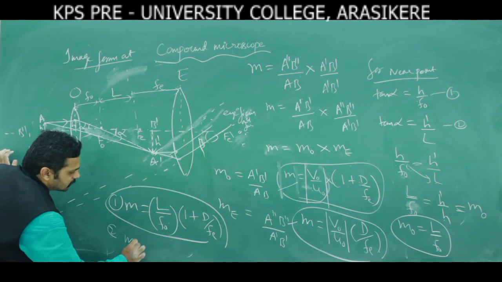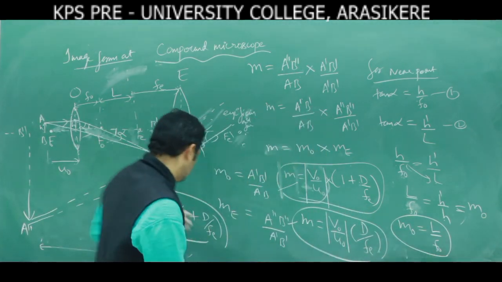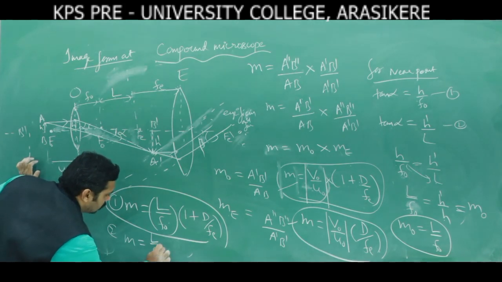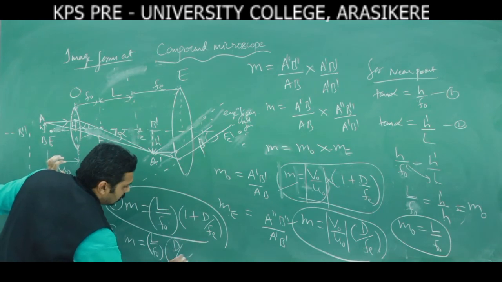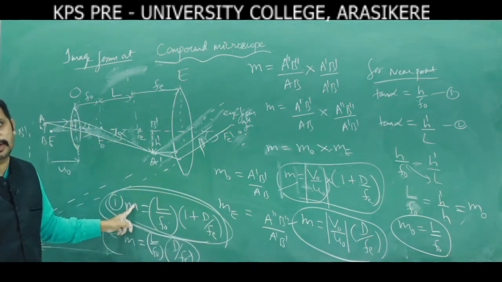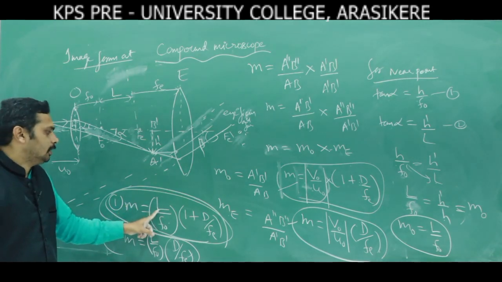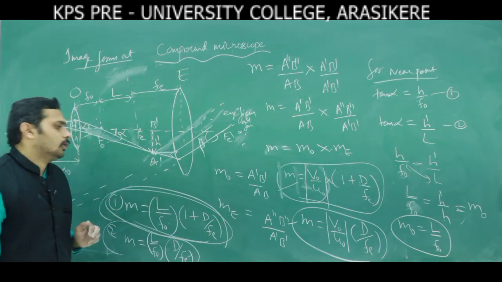Now the image forms at far point. Same, the magnification produced by the objective lens is L by F naught. M naught into ME. What is ME? D by Fe. We got the approximate formulas for magnification in terms of tube length, focal length of the objective lens and focal length of the eyepiece.